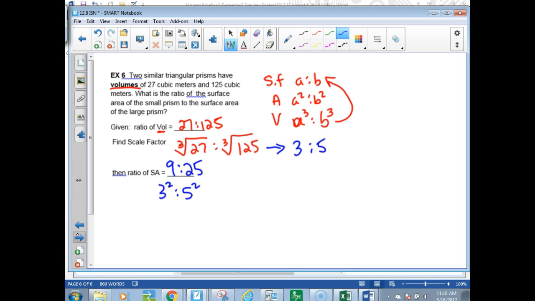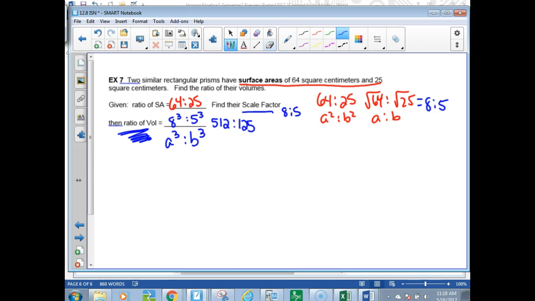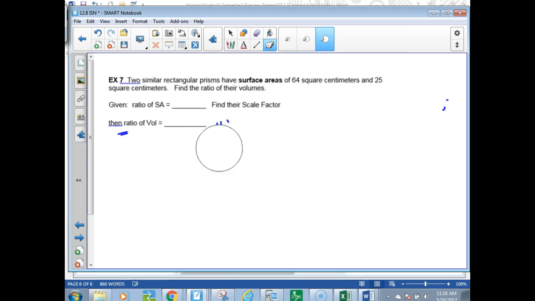Are we good? Okay, class, we're going to go on to the next page. I'm sorry, I have to erase today. I forgot to get a blank.